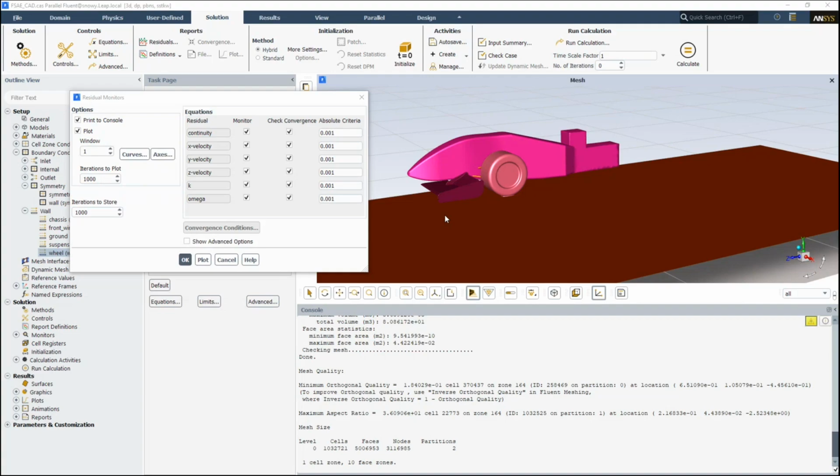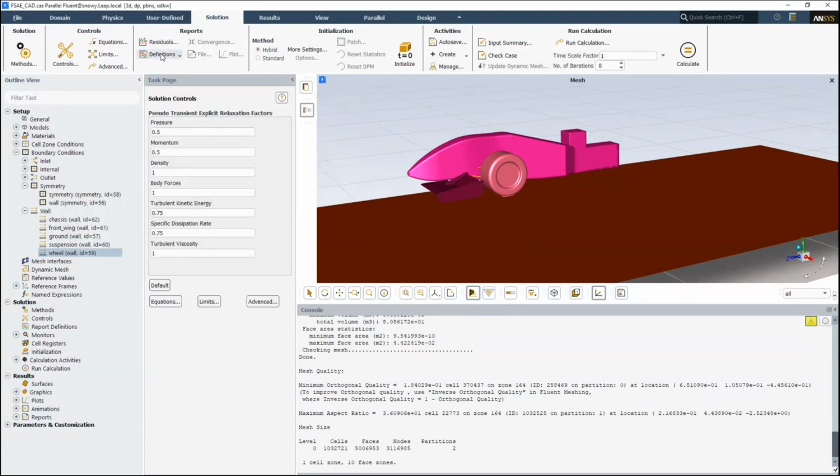Okay, so these are our residuals. We'll have one for continuity, one for X, Y, and Z, and one for K and omega, because we're using the K omega turbulence model. So the more models you have turned on, the more different types of residuals you're going to have to monitor. And it says here that our absolute criteria is to get those residuals below a value of 0.001. We're going to leave that as default. So we'll watch those later on when we set this to run.